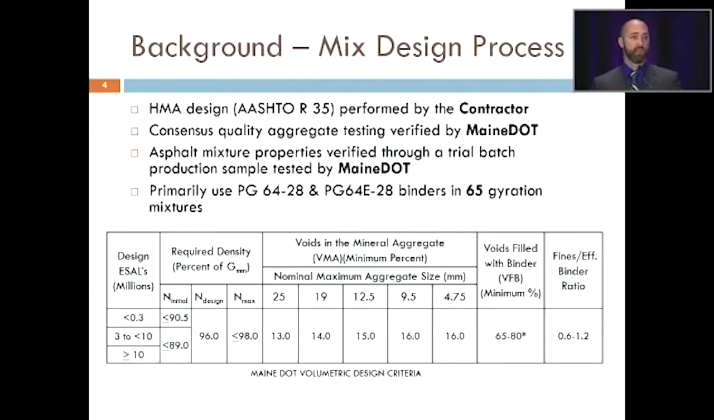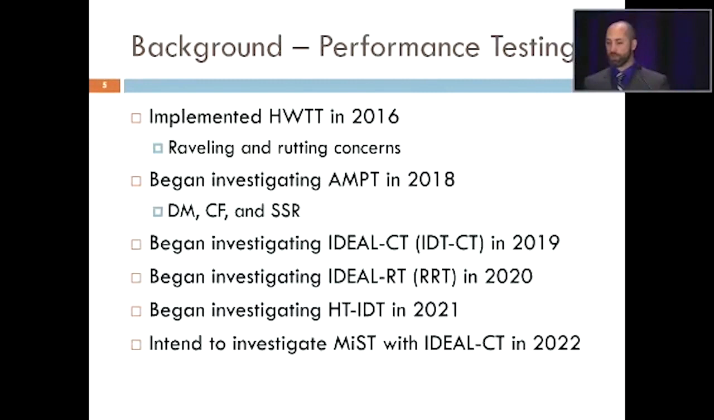And we do all of our designs at 65 gyrations because we were seeing that the only difference we were seeing a lot of times between the 50 and 75 gyration designs was tweaking the asphalt content. And that's the wrong thing as far as performance goes. We implemented Hamburg Wheel Tracker back in 2016. And the primary issue there was raveling and rutting.